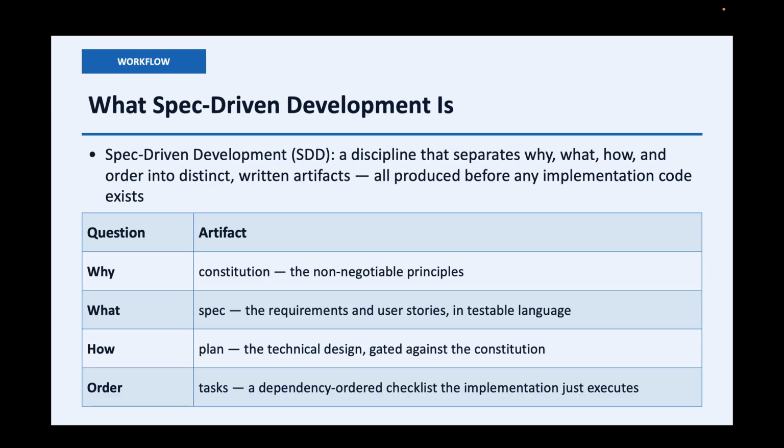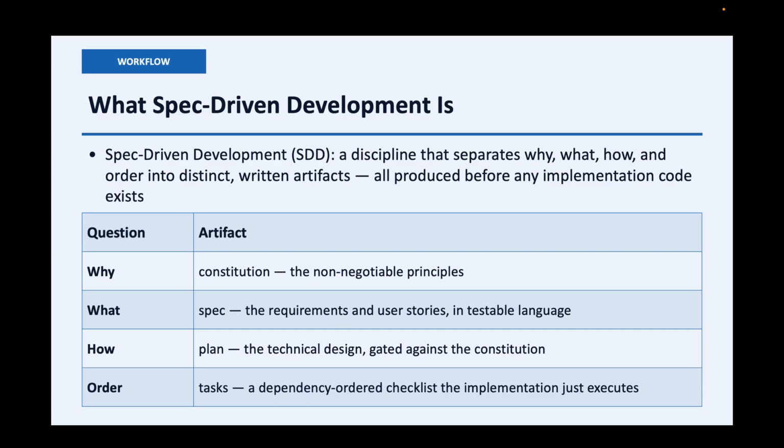Spec-driven development is a way that we can solve this problem. More specifically, it's a discipline that separates why, what, how, and order into distinct written artifacts or files or places of reference. These are all produced before any implementation code exists and answer these 4 questions.